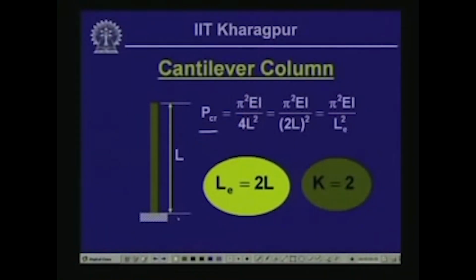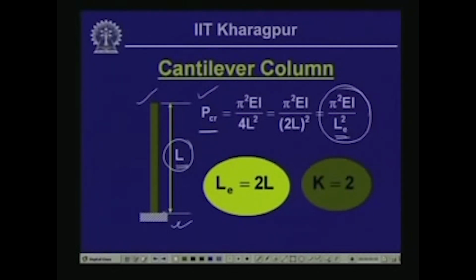Now, the question is, what is the effective length of a column member which is a cantilever, meaning it is fixed at one end and free at the other, and the actual length of the member is L. Now, as we have seen, if we use Euler's critical buckling load formula, then P critical is equal to pi square E I over L e square.